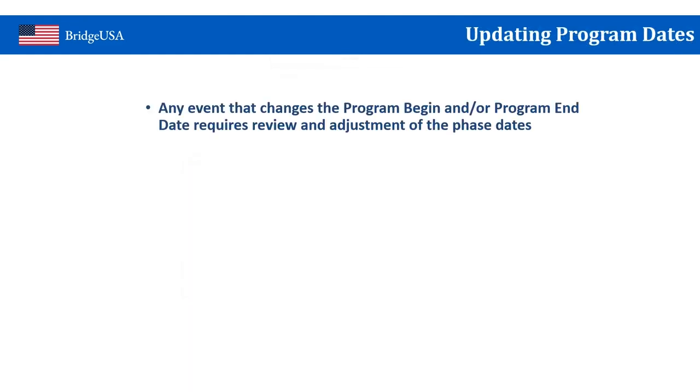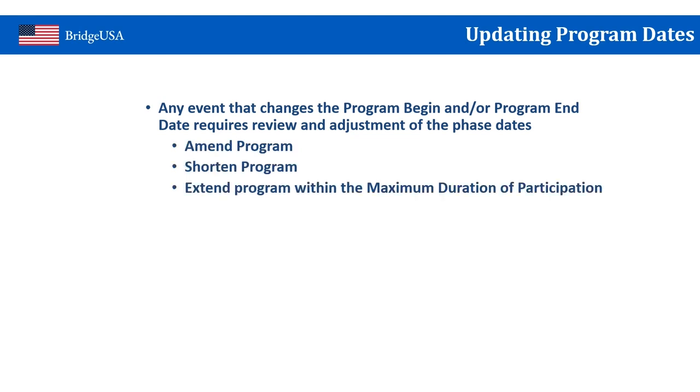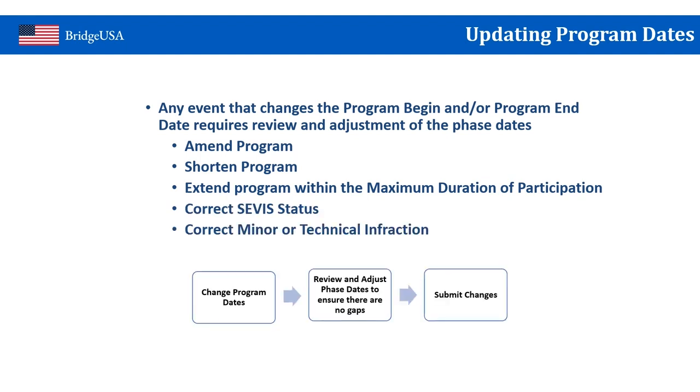Now we will demonstrate how updating program dates affects TIP information. Any event that changes the program begin and/or program end date will create a time period that is not covered by the phases. That is why events such as amend program, shorten program, extend program within the maximum duration of participation, correct CVIS status, and correct minor or technical infraction take the user through the Review Dates page, where phase dates must be adjusted before the changes can be submitted.